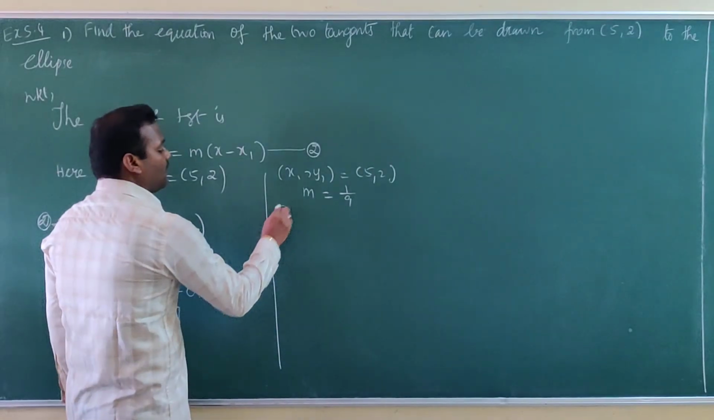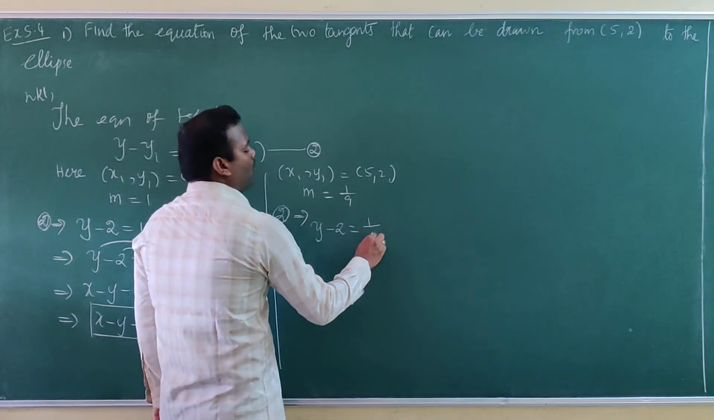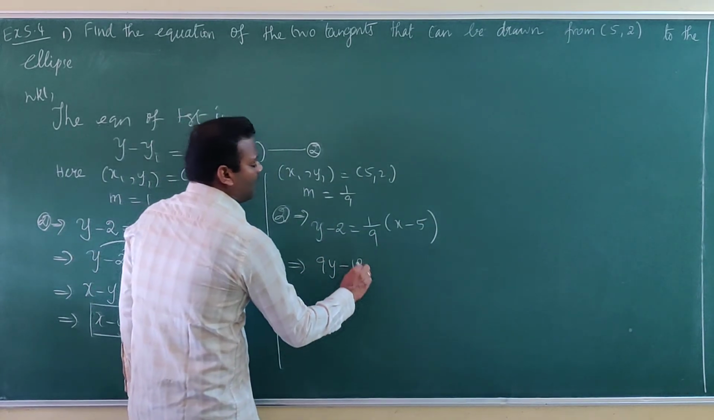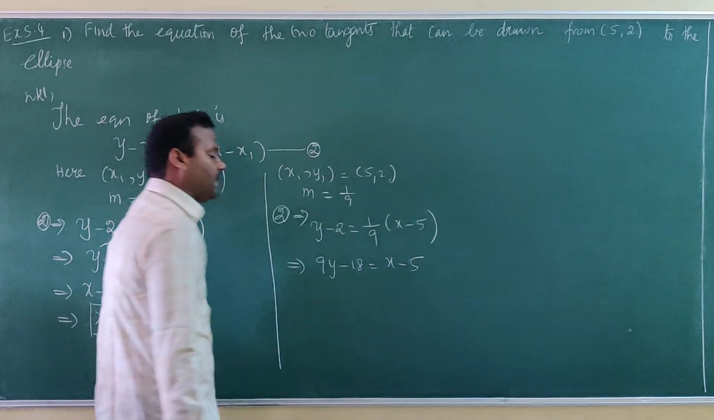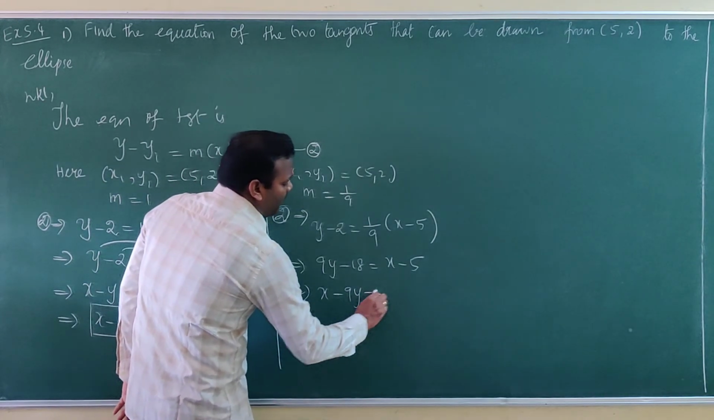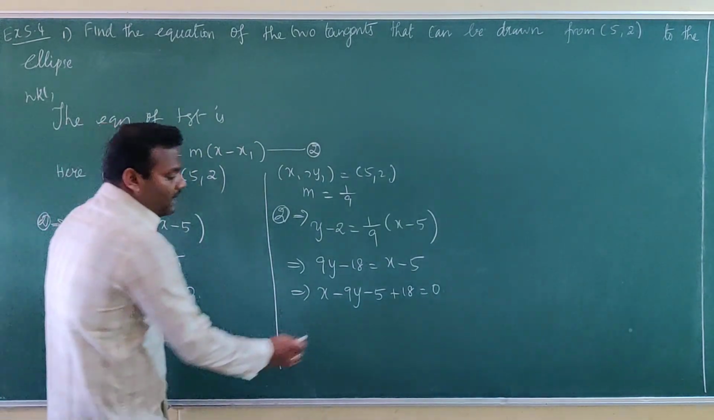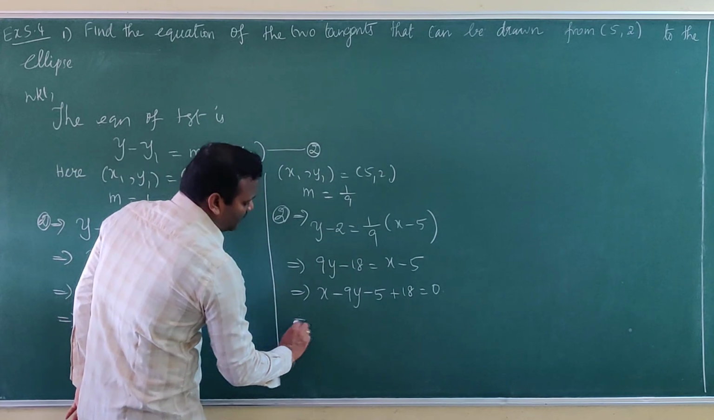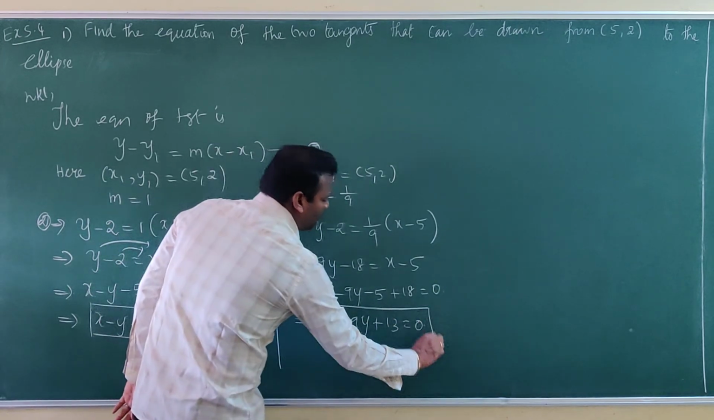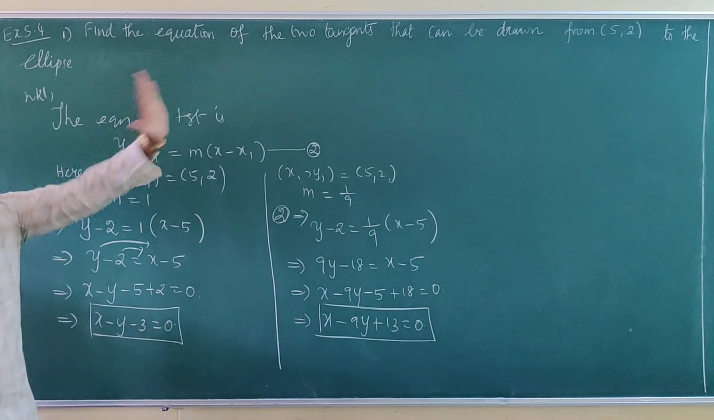Now you just come to the other number. When you are substituting, y minus 2 is equal to m, 1 by 9, into x minus 5. You just cross multiply: 9y minus 18, which is equal to x minus 5. So you just bring all this to the other side, you will get x minus 9y minus 5 plus 18, which is equal to 0. Okay, when you are subtracting 5 from 18, you will get 13. So x minus 9y plus 13, which is equal to 0. So these are the two equations of the tangent to the ellipse from the point 5, 2.